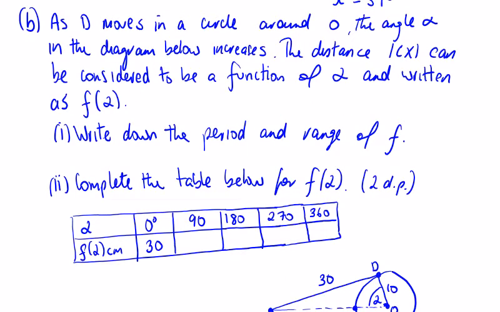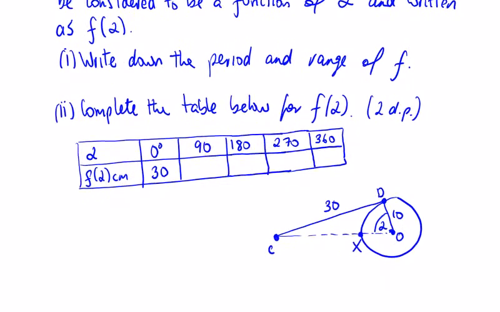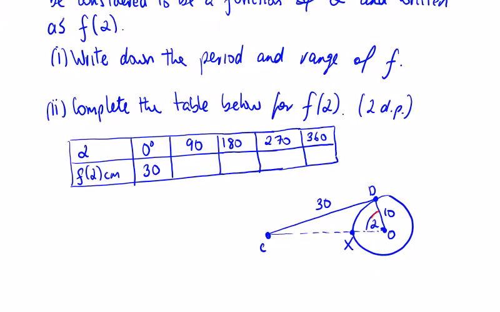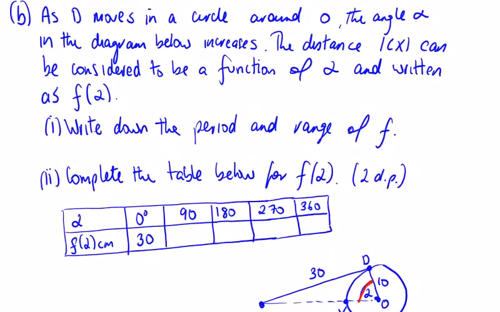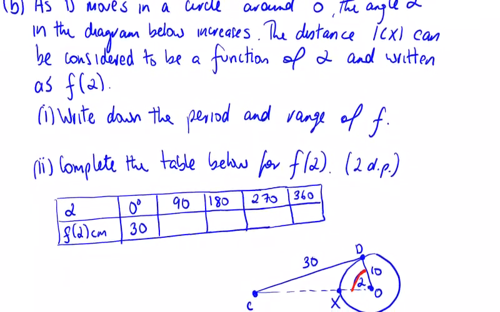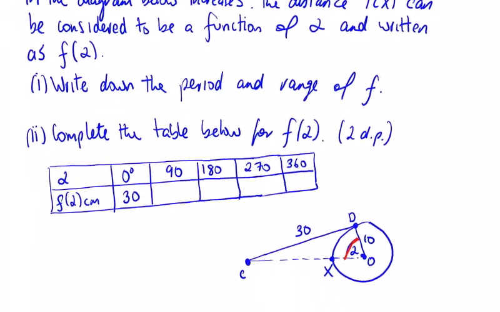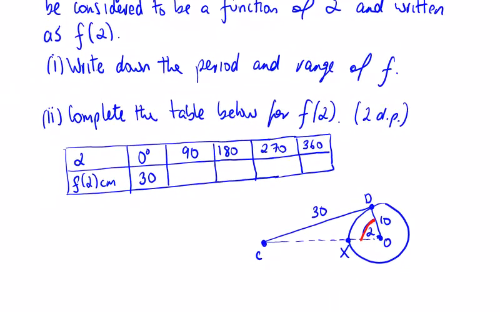In part B, you're told as D moves in a circle around O, the angle alpha in the diagram below, which is this diagram here that was given, this angle alpha obviously increases. The distance CX can be considered as a function of alpha and written as f of alpha. Write down the period and range. Well, we know in a full circle we've got 360 degrees. So the period would have to be 2 pi.